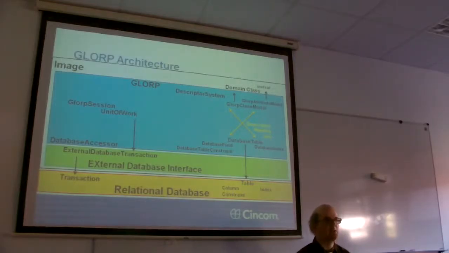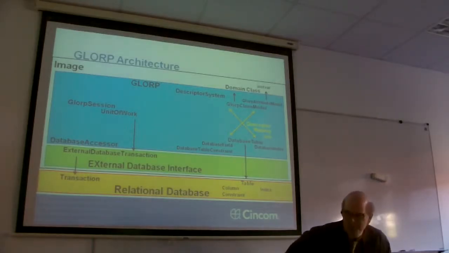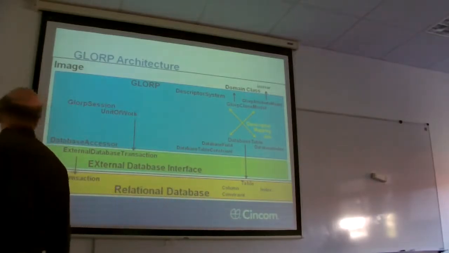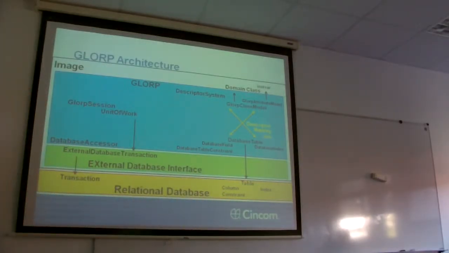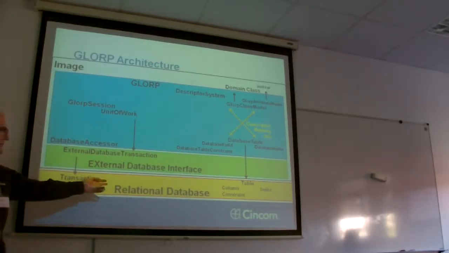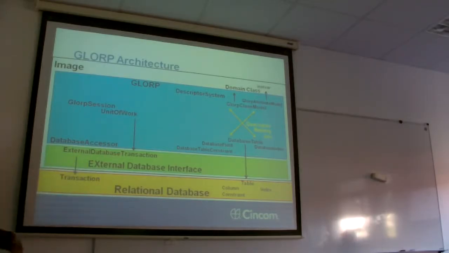Okay, the GLORP architecture. I had a lot of fun trying to draw this, and hopefully we'll be able to make sense of it. I better stand up and start pointing at this juncture. Fundamentally you've got 2 things. You've got your relational database, and you've got your image. Inside your relational database, you have tables with their columns, their constraints, their indexes, and you also have transactions, the ability to handle the whole database thing.